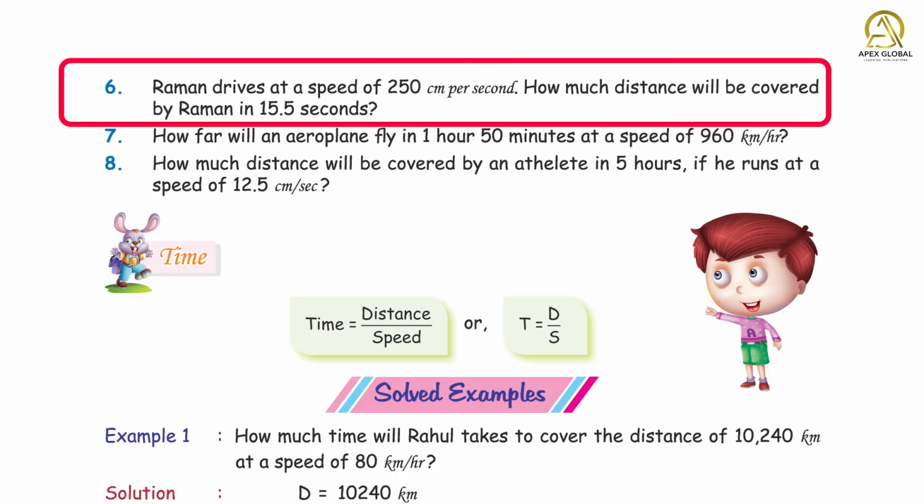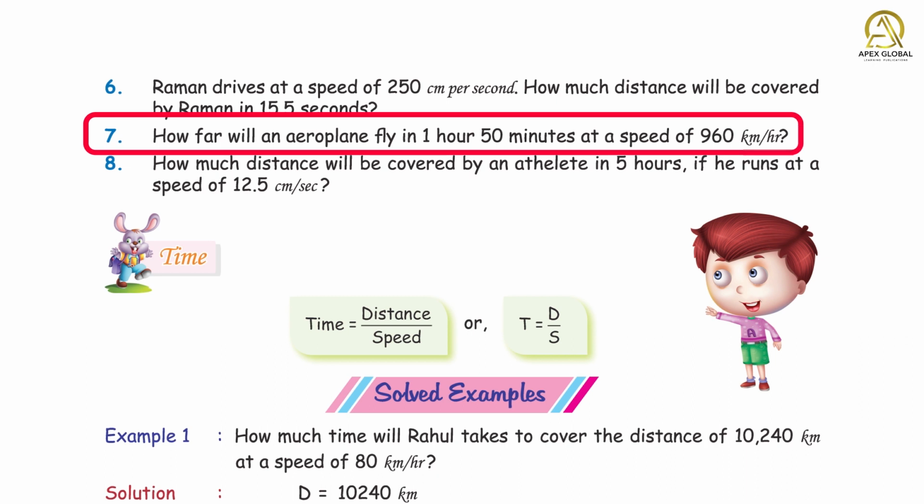Raman drives at a speed of 250 centimeters per second. How much distance will be covered by Raman in 15.5 seconds? Answer: 3,875 centimeters. Question 7. How far will an aeroplane fly in 1 hour 50 minutes at a speed of 960 km per hour? Answer: 1760.